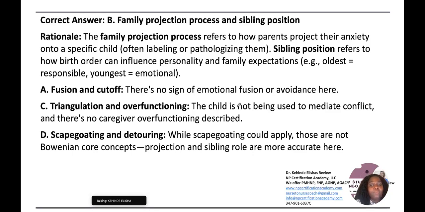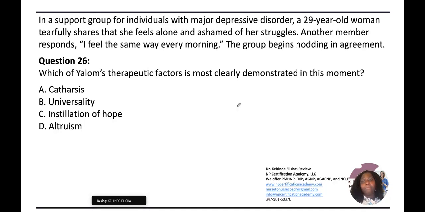Fusion and cutoff: there is no sign of emotional fusion or avoidance here. Triangulation and overfunctioning: the child is not being used to mediate conflict, and there is no caregiver functioning described. Scapegoating and detouring: while scapegoating could apply, those are not Bowenian core concepts. Projection and sibling role is more accurate here.